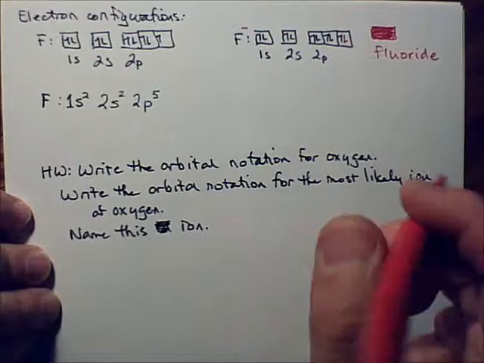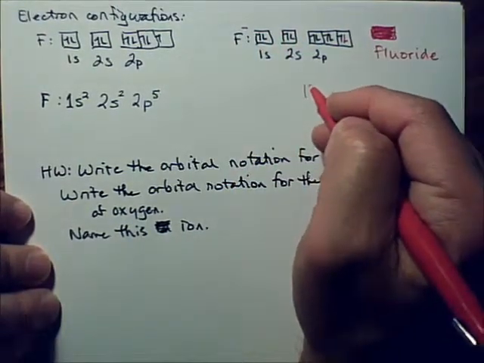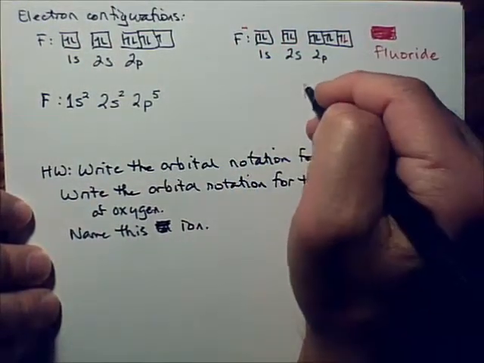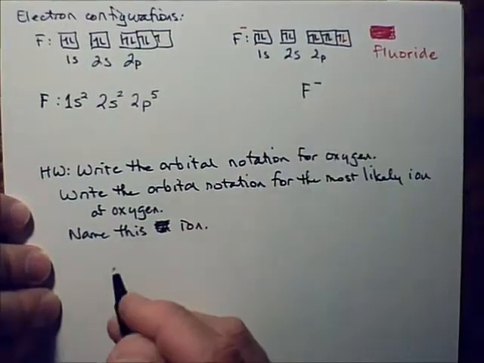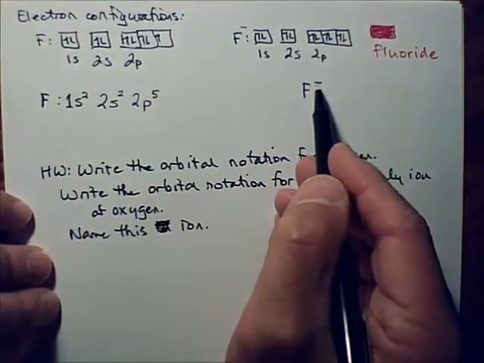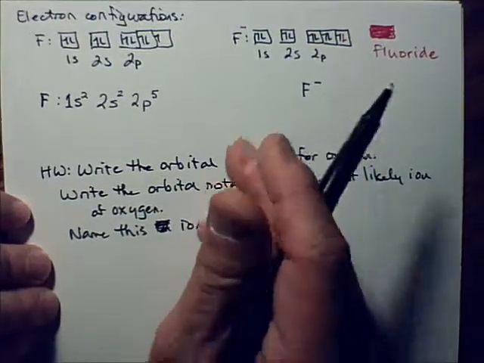And one last thing, the actual symbol for fluoride is F negative. If it was a 2 negative, I'd put a 2 there. If it was 3, I'd put a 3 negative. Does that make sense?